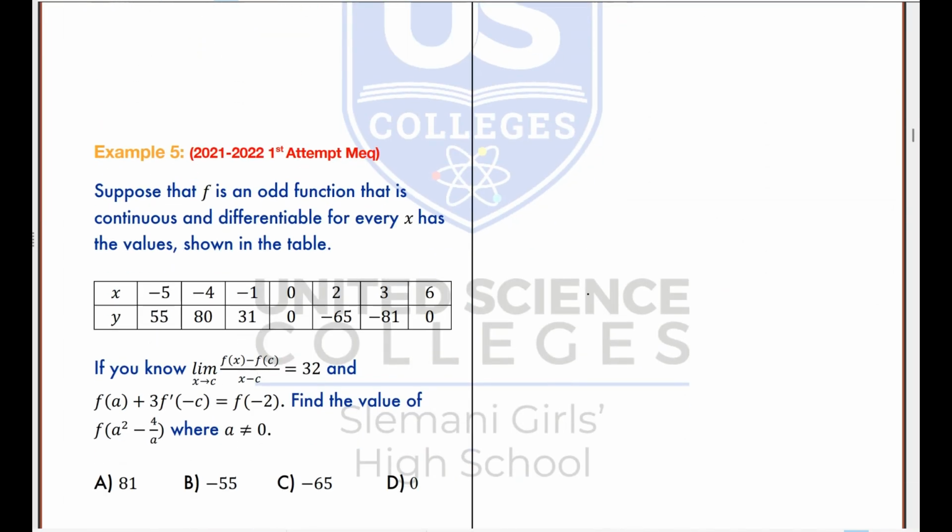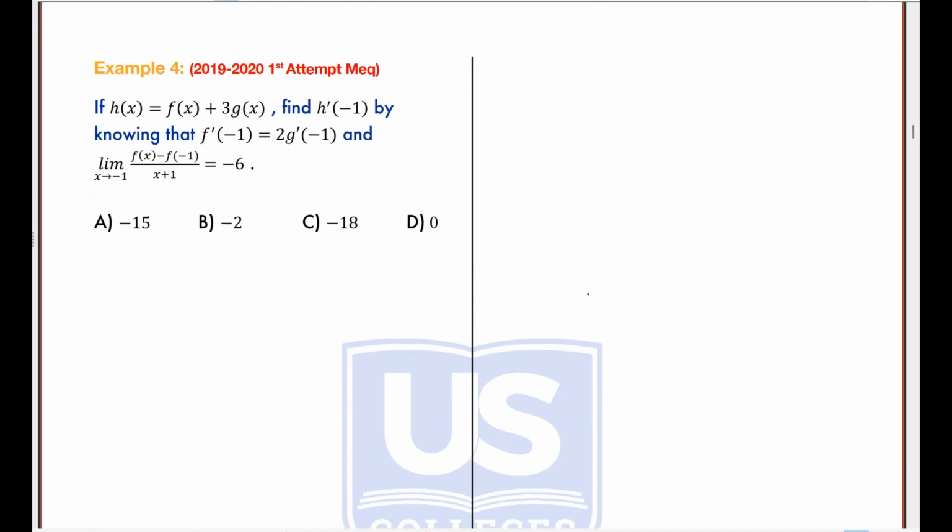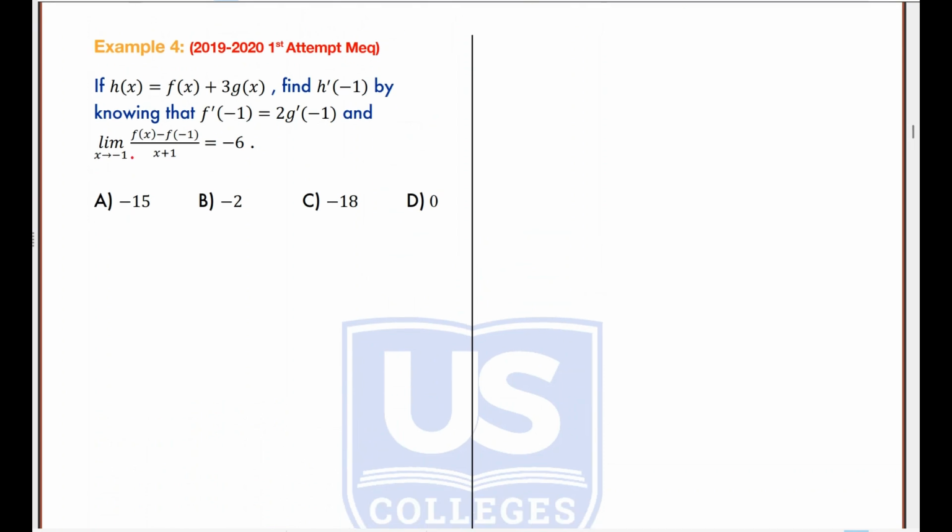Okay, my two favorite questions about this topic. The first one involves the definition of derivative, the last form, and also derivative at a point. So h of x equals f of x plus 3g of x. Find h prime of minus 1 if these are the given. How do you find h prime?